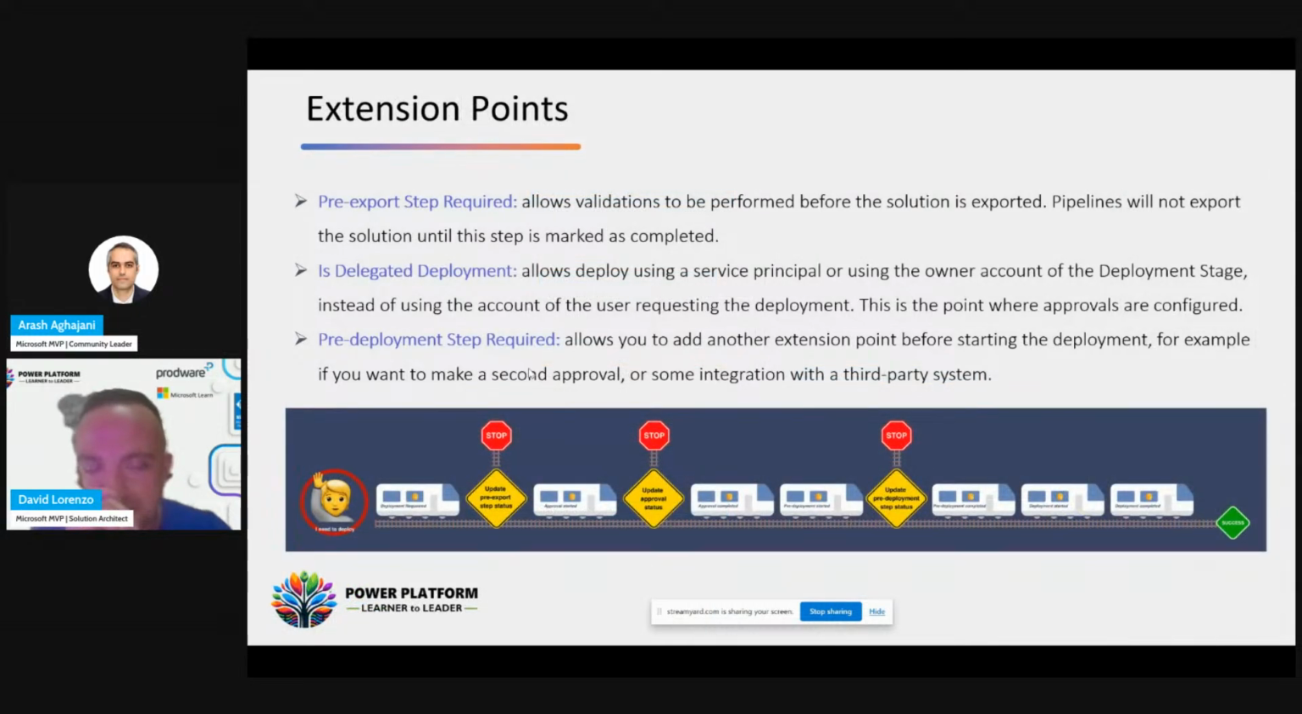So what are the extension points? We have 3 extension points in the pipeline that we can intercept via a business event, and will allow us to do different things in the process of the deployment. The first one is a pre-export step. If we check this business event to be mandatory, we have to create a Power Automate flow that will intercept this business event.